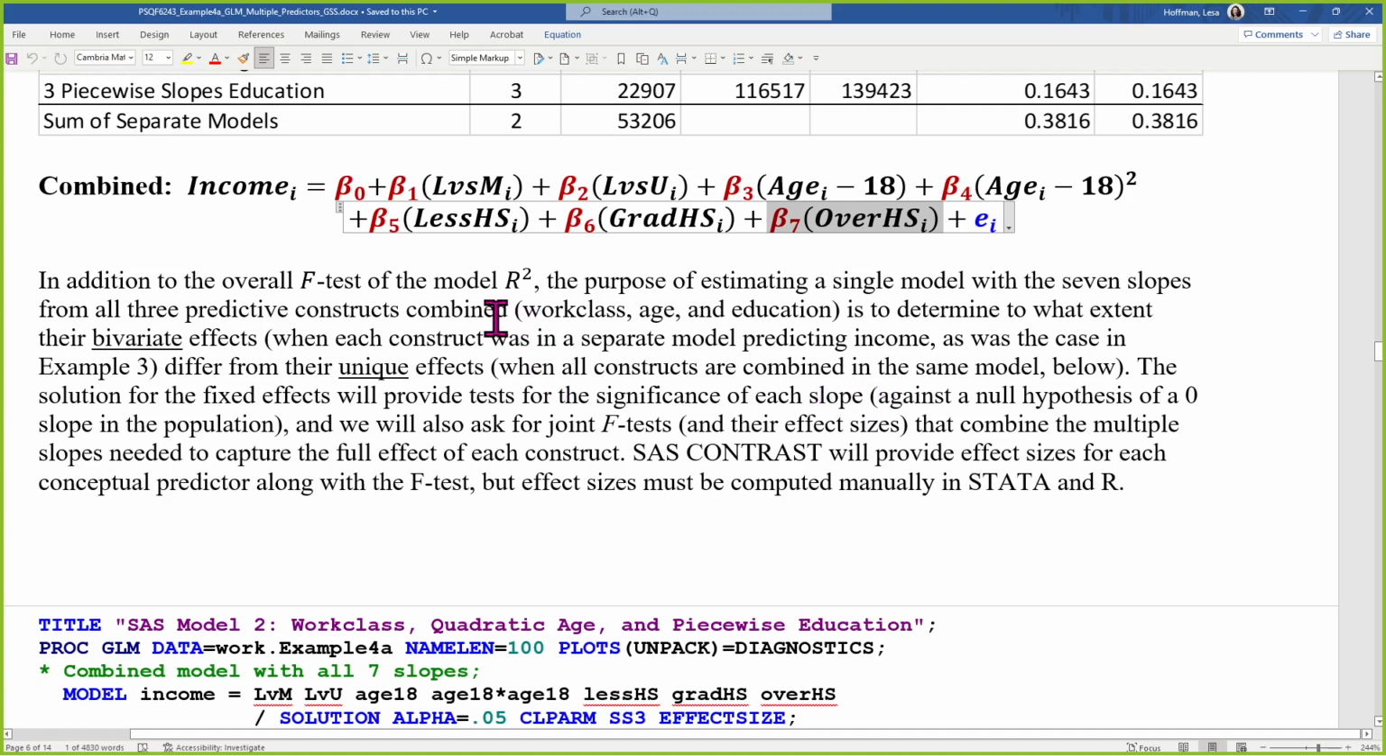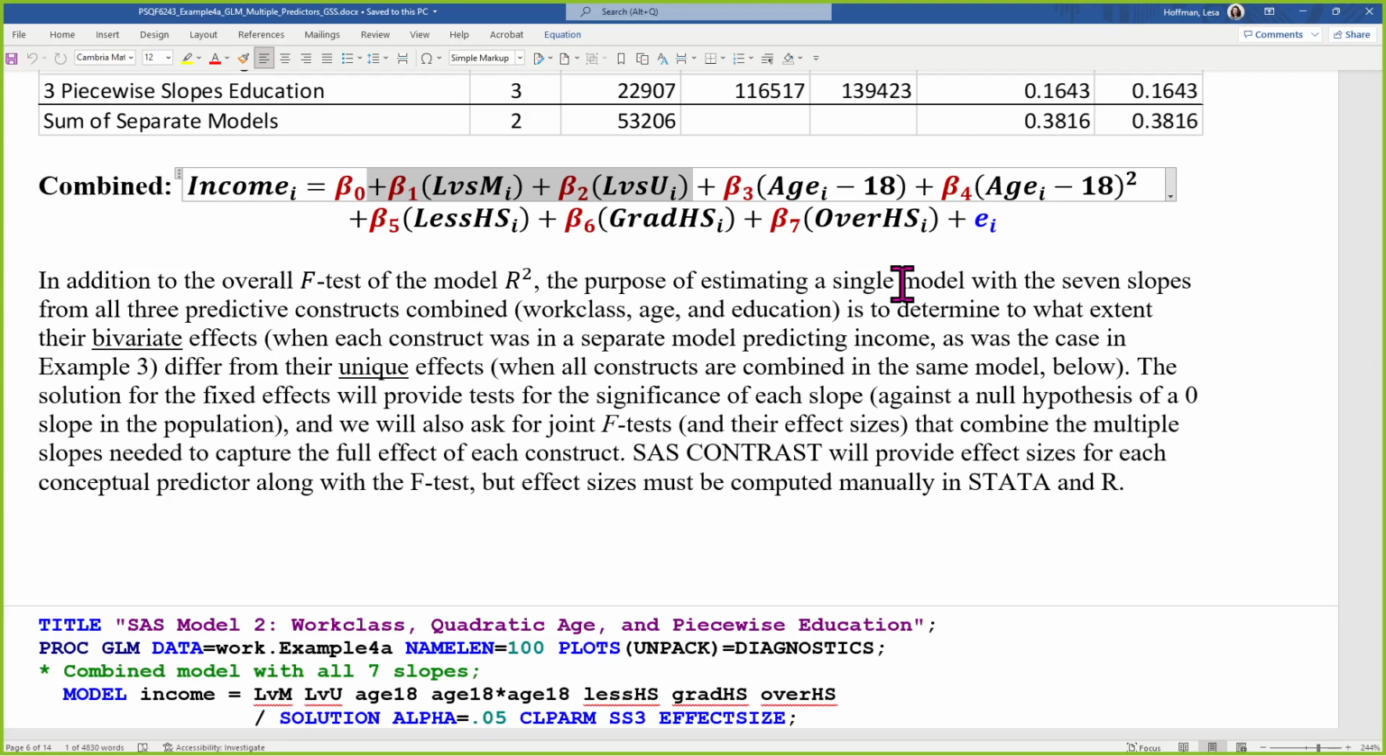And in talking about what each of these slopes mean, the other piece of this that changes is the idea of after controlling for. So for instance, this is the effect of education after controlling for age and self-rated working class. This is the effect of age after controlling for education and working class. And this is the effect of working class after controlling for age and education. So each of these predictors is only going to get credit, so to speak, for what it brings to the prediction of income uniquely that the others do not.